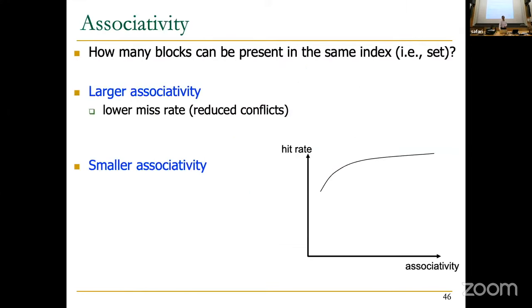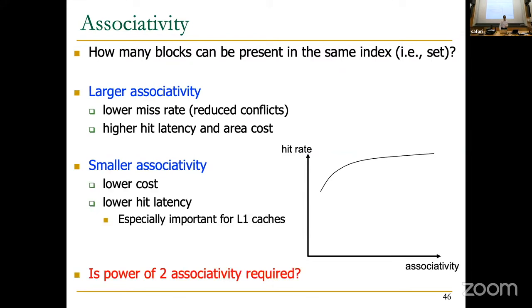Okay, associativity, we've already seen this graph, so I'm going to skip this, but I will handle this question. We know that larger associativity has benefits and diminishing returns. Smaller associativity is not good for hit rate, but hit latency is important, so it enables lower latency. But a fun question to answer is, do you need a power of 2 associativity? Can we have, let's say, a 5-way associative cache, or a 3-way associative cache? Who says yes to a 3-way associative cache? Okay, good. Who says no, we cannot have a 3-way associative cache?